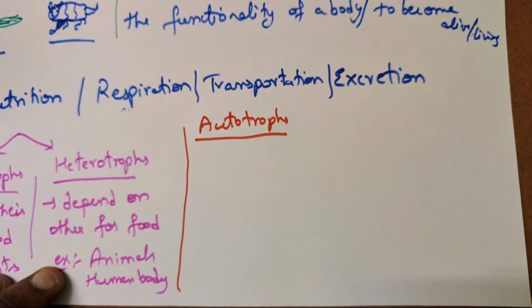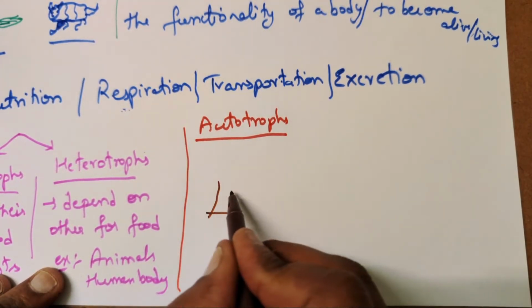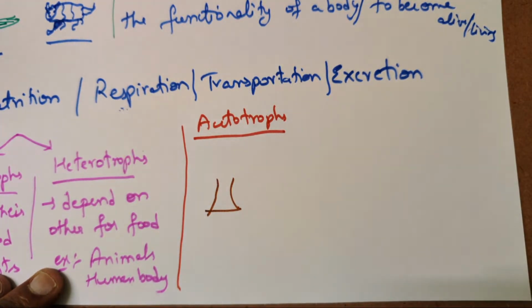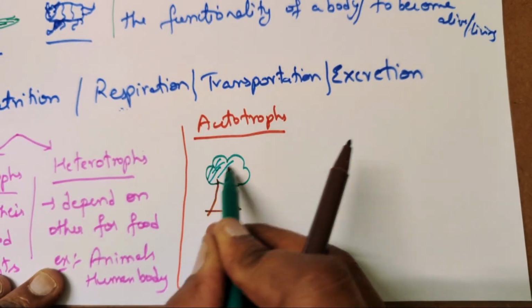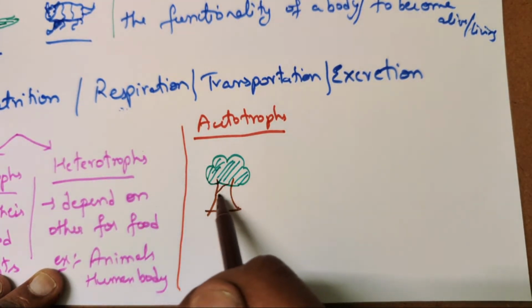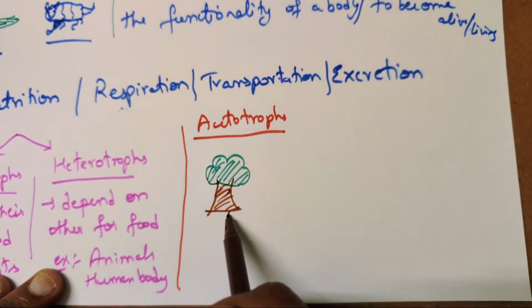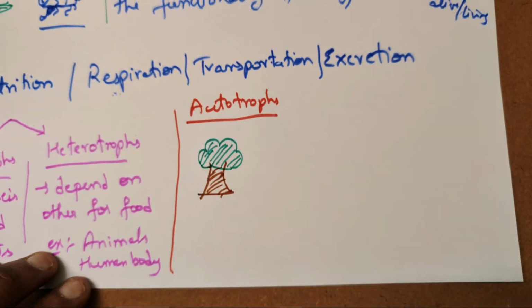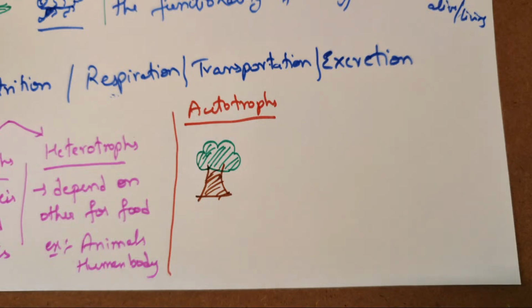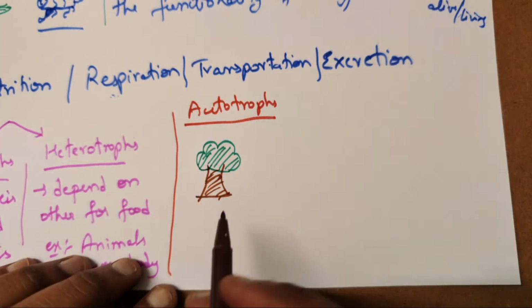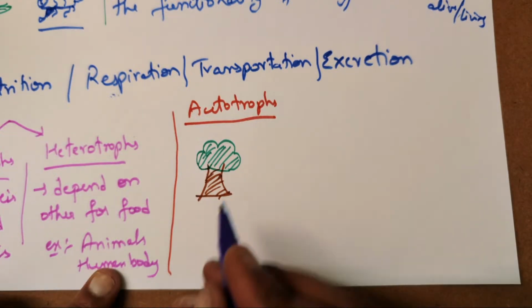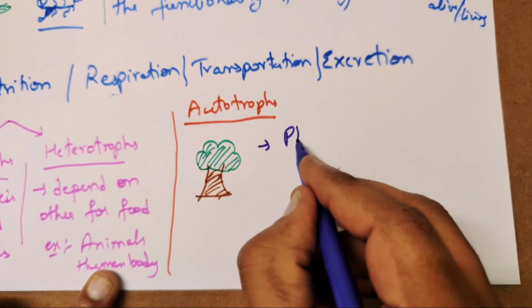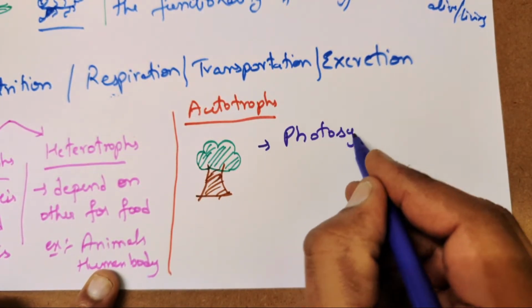So what are autotrophs? As I mentioned, the example is plants. Plants are the only living things in the universe which prepare their own food. So we'll see how they are preparing their own food. Plants prepare their own food by a process I think everyone might have heard before in previous classes. The process is photosynthesis.